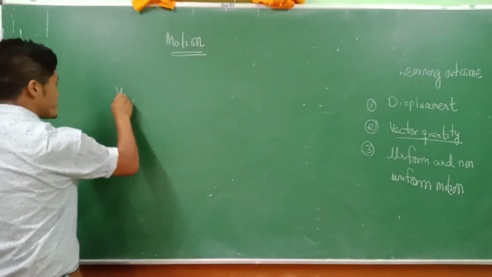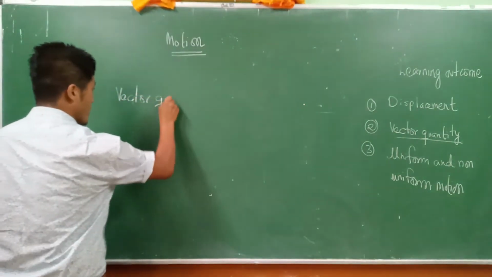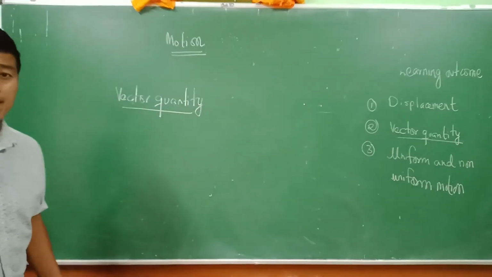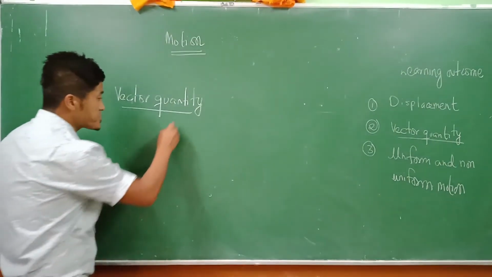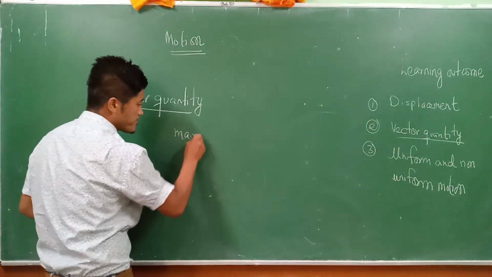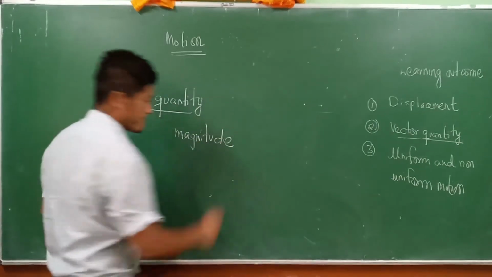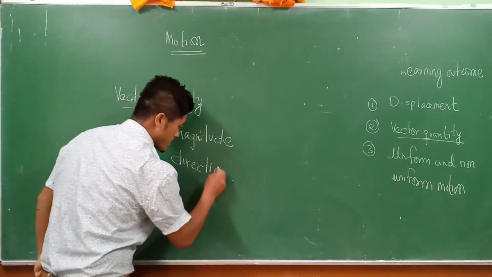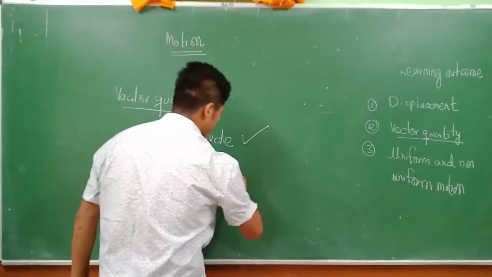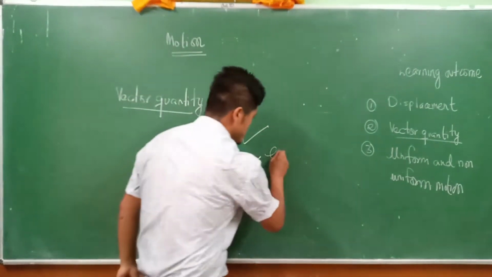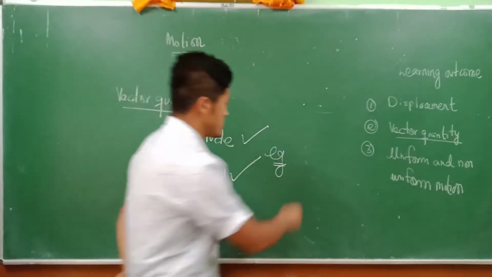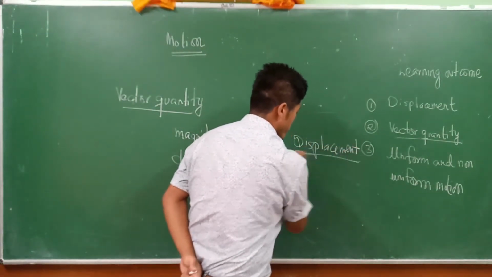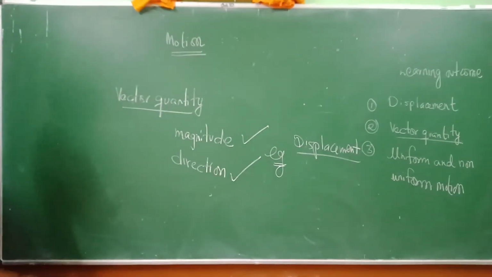Yes, vector. Vector quantity. This is a physical quantity in which there is the presence of magnitude. Magnitude is present, and along with magnitude, the direction is also present. Understand? Magnitude and direction both are present, and its example is displacement. Understand? Displacement. And I can give you another example.